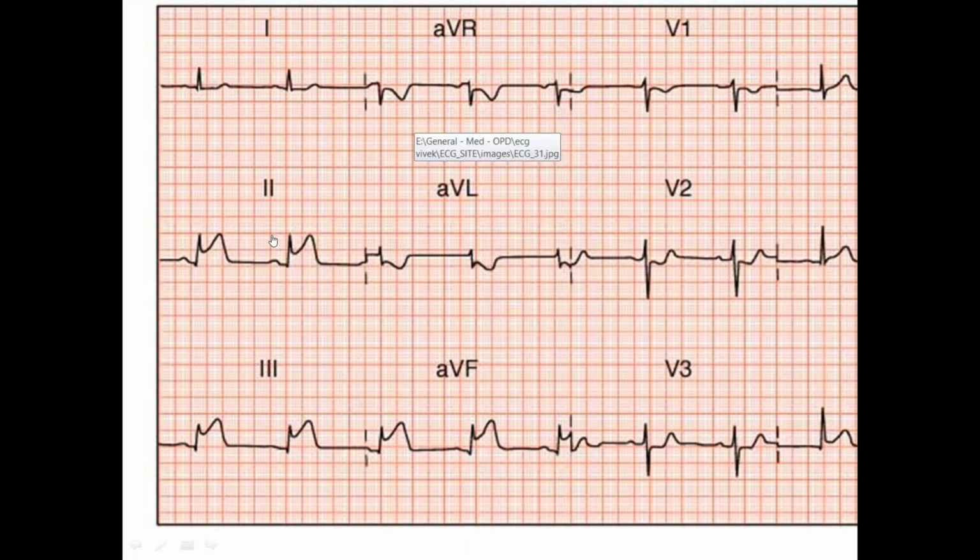Here, just to show you the ST elevation, you can see there is ST elevation in lead 2, in lead 3, then in aVF. That means an inferior wall MI is going on, and you can see some reciprocal changes here. In aVL there is some ST depression. In V1, V2 you can see some ST depressions and T wave inversions. These are the reciprocal changes.